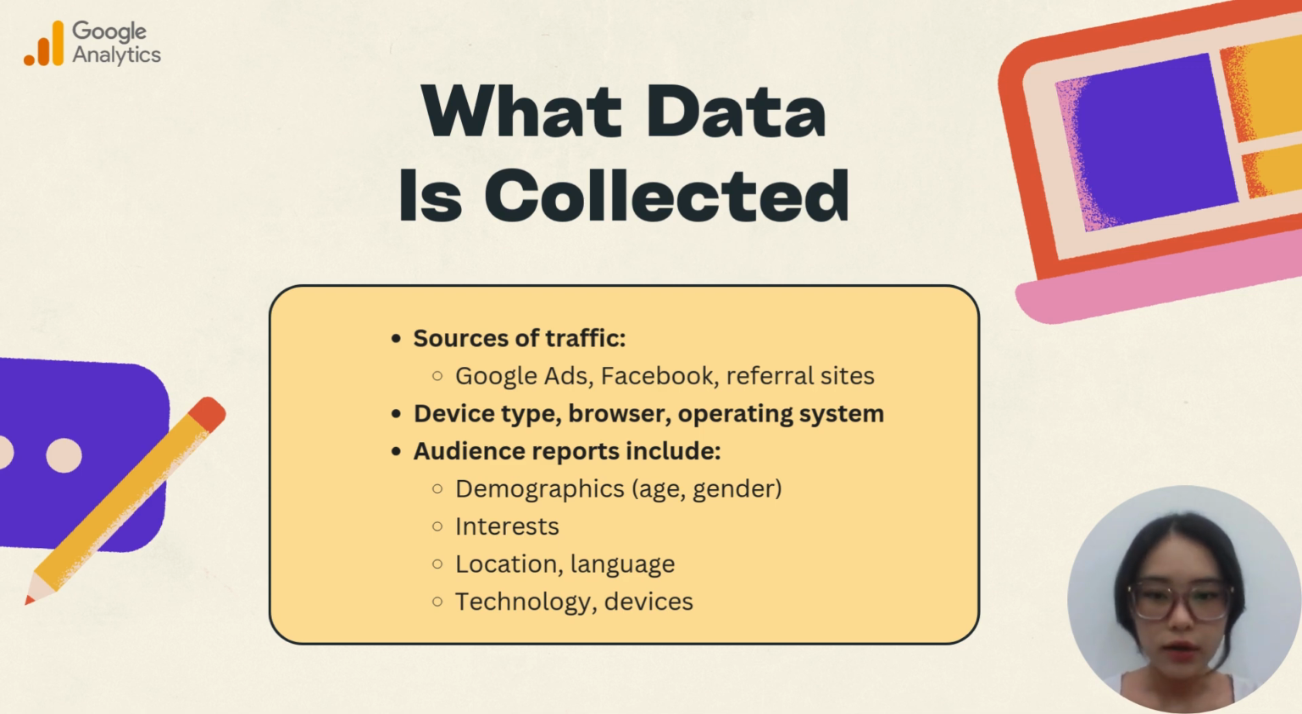The tracking code collects multiple types of data. Traffic sources such as Google Ads, Facebook, or referral websites. Device information, browser type, and operating system as well. Audience reports also include demographics, interests, geographic locations, languages, and technology details.